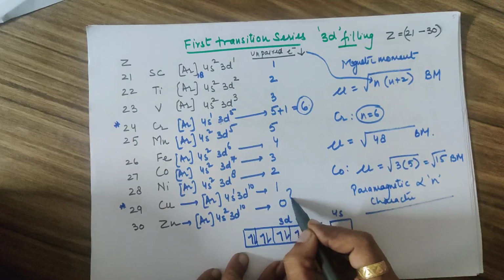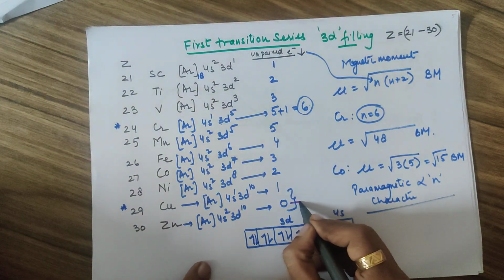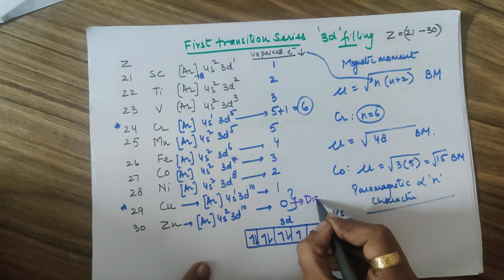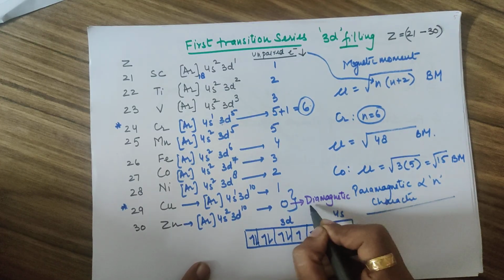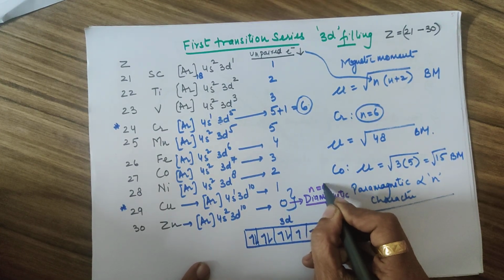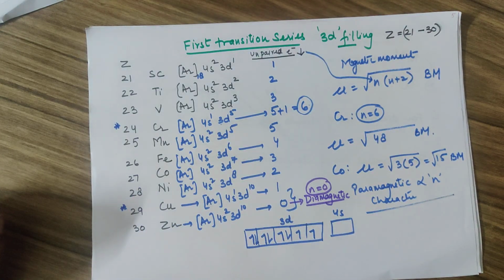Now what about this? When we talk about zinc, does it have any unpaired electron? No. Since it does not have any unpaired electron, we say zinc is diamagnetic. It has no unpaired electron and the n value is 0. Therefore, such an entity is said to be diamagnetic.